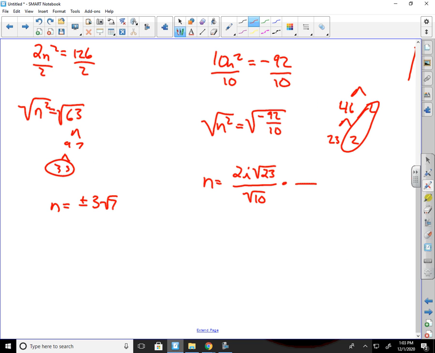Have to rationalize that denominator, so I multiply top and bottom by the square root of 10. Gives me 2i times the square root of 230 all over 10. It's plus and minus. And now simplify the 2 over 10. Gives me plus and minus i root 230 over 5.